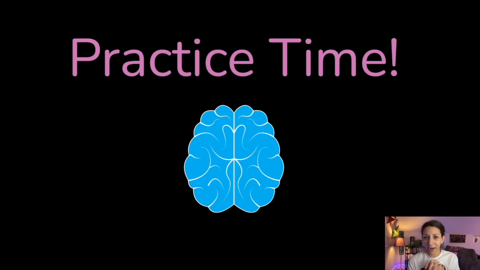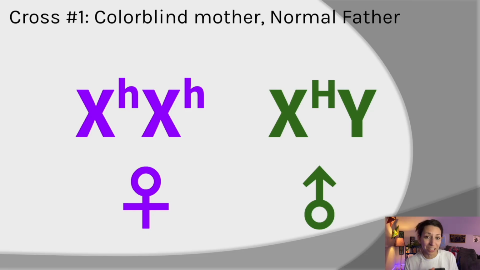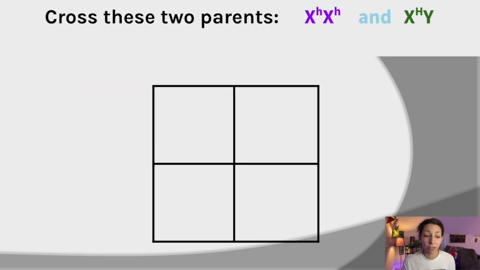All right, let's get into some practice. Get out some scratch paper. We're going to be doing some Punnett squares, and if you want to pause and take the time to do these on your own, or mute me and go at your own pace, you are more than welcome to do that. All right, our first cross, we have a colorblind mother and a normal or unaffected father. These are their genotypes. Go ahead and give the potential genotypes and phenotypes of their offspring.